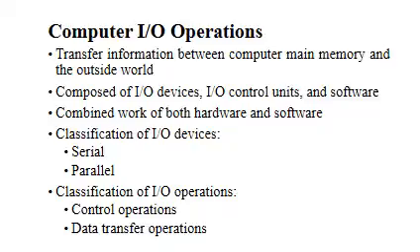The system is notified of a read or write operation by sending a special signal along with the bus. Thus, I/O operations are of two classes: control operations and data transfer operations.